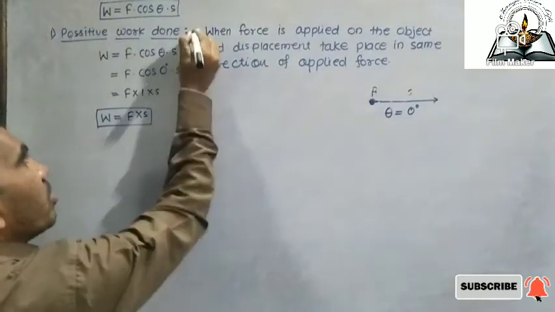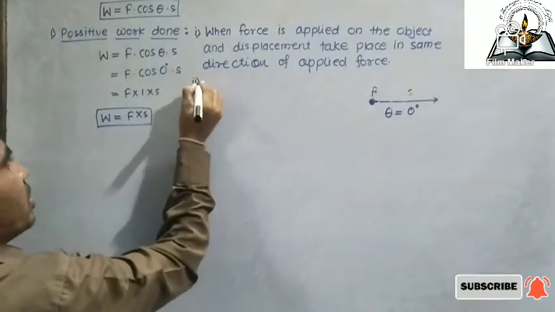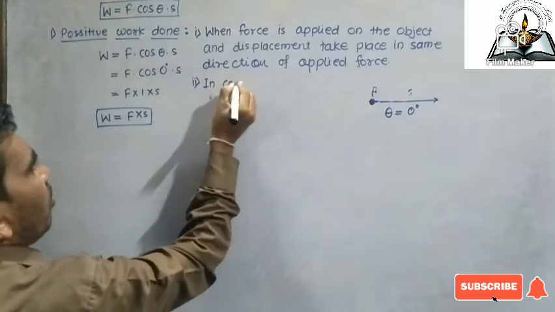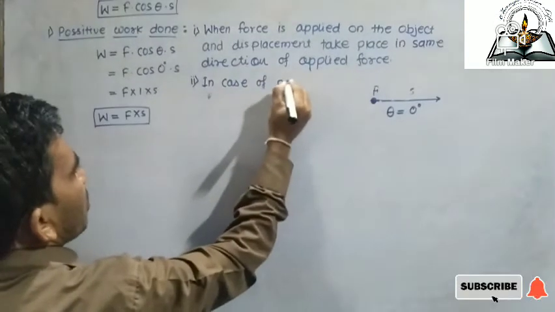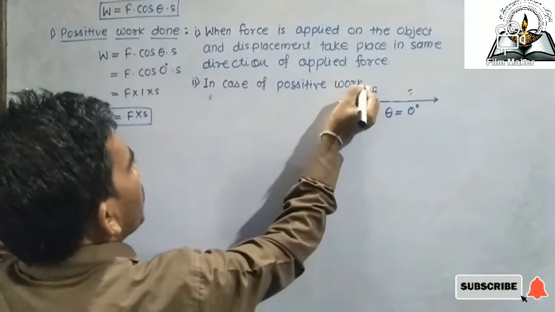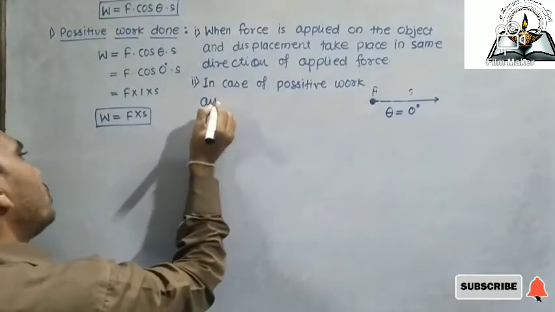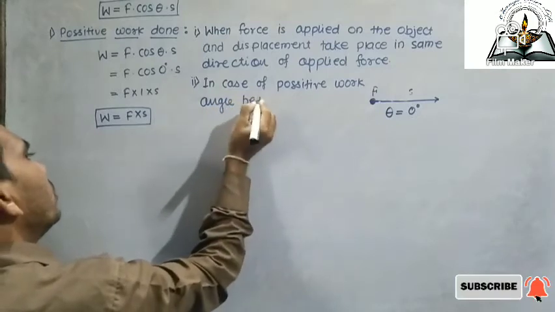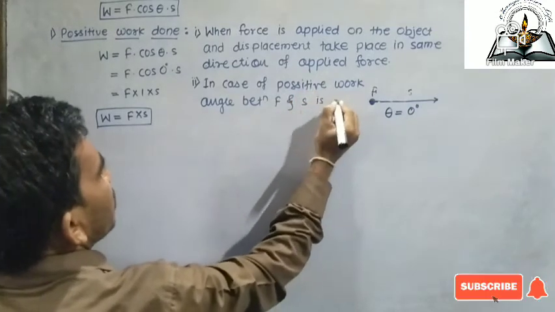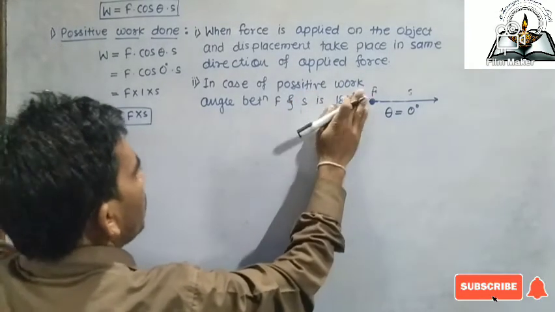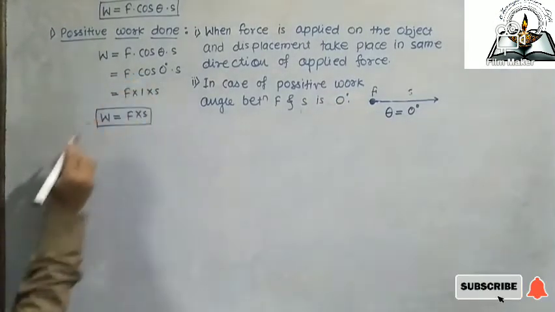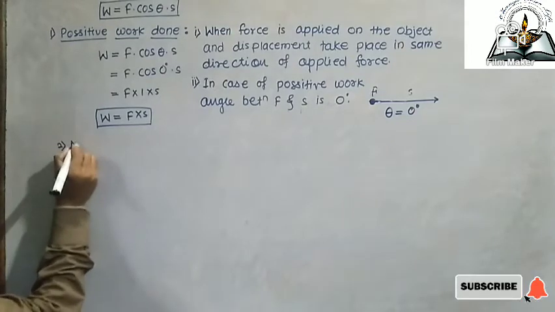In case of positive work, the angle between force and displacement is 0 degree. So this is the positive work done. Next we have to see the second type, that is the negative work done.